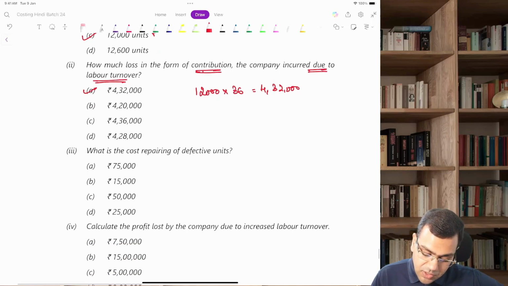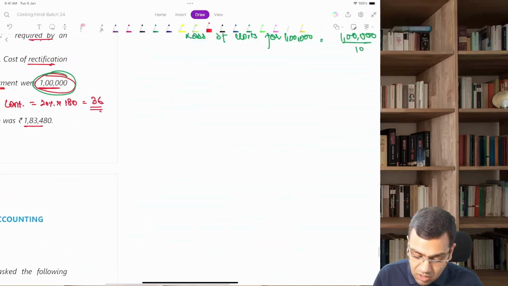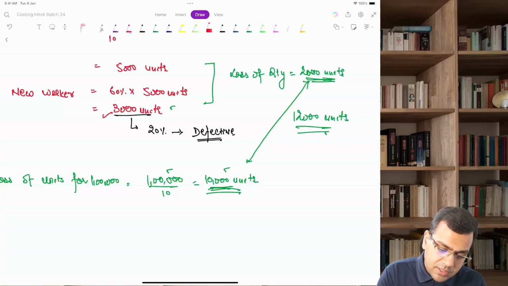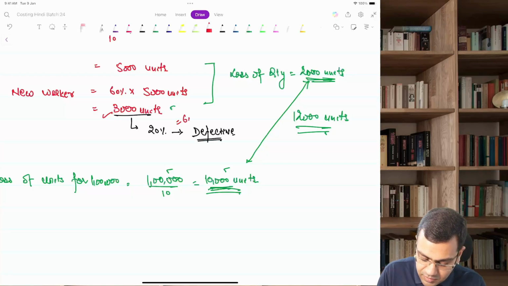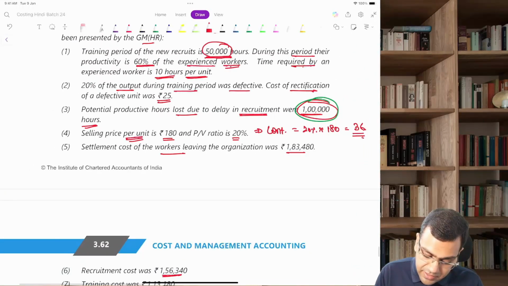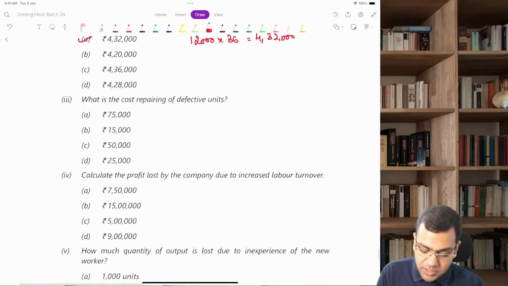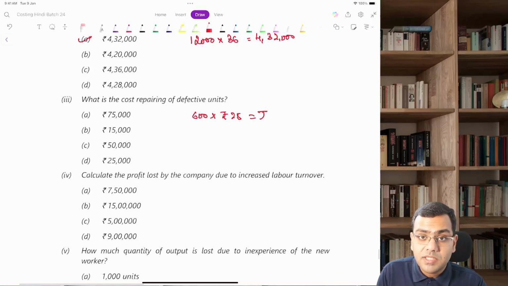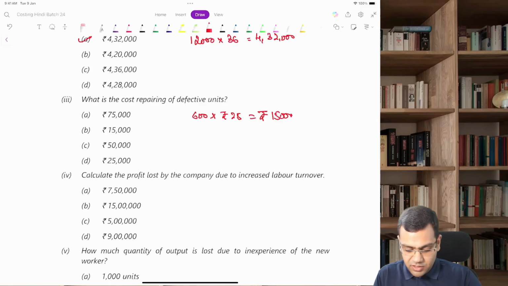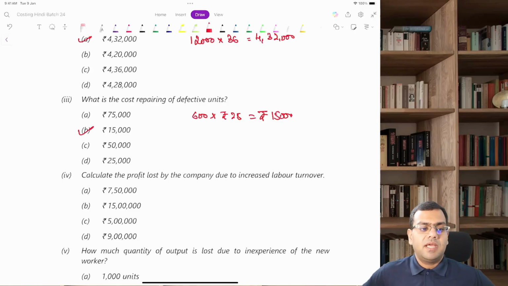Now, what is the cost of repairing the defective units? How much are the defective units here? That is 20% of this 3,000. These are the defective units. That is 600 units. So for these 600 units, what is the cost incurred? He says the rectification cost is 25 rupees. Right? So the rectification cost is how much? On 600 units multiplied by 25, that comes to rupees 15,000. So this will be your cost of rectification of the defective units, right? That is option B that we have.